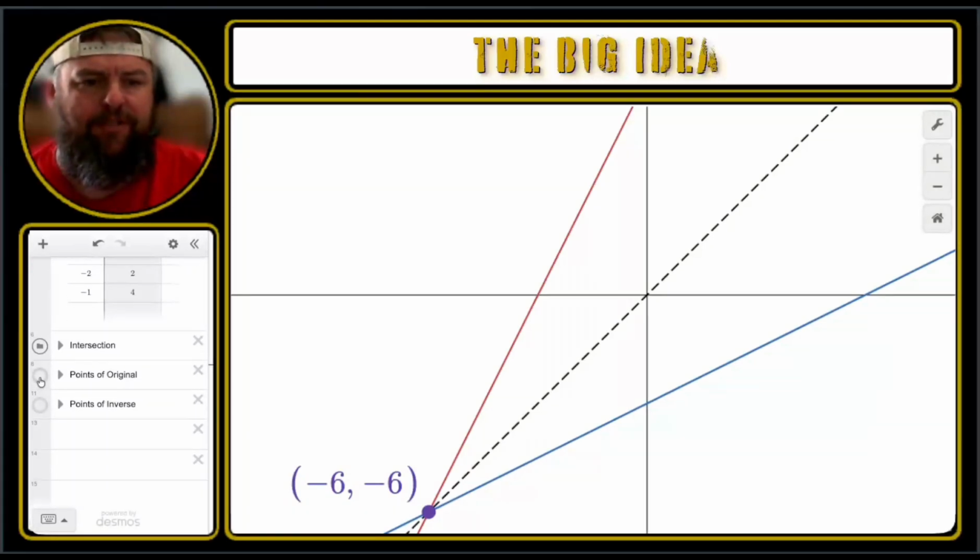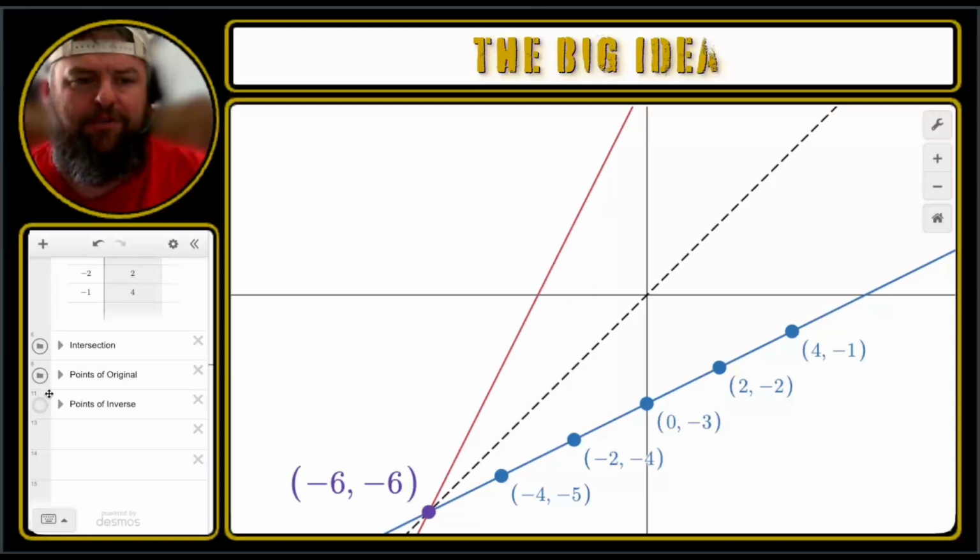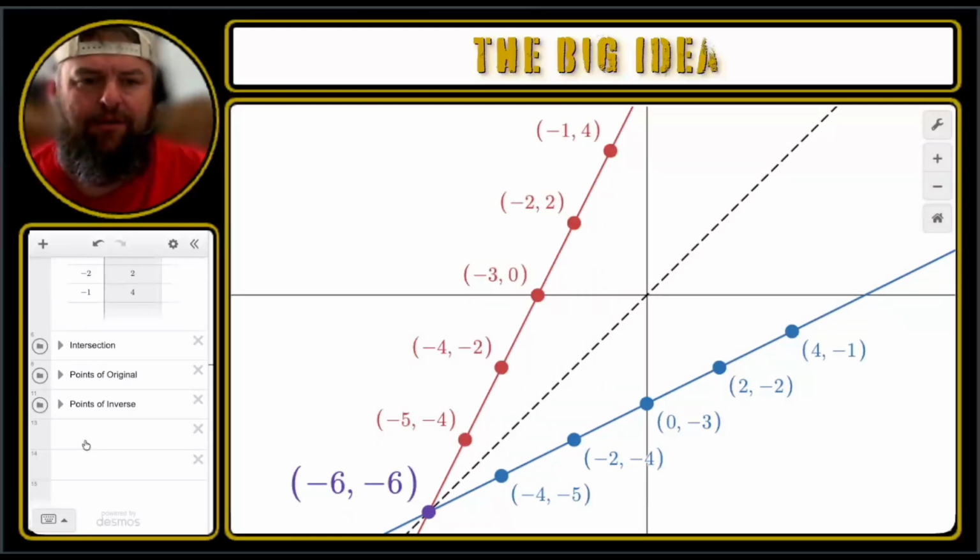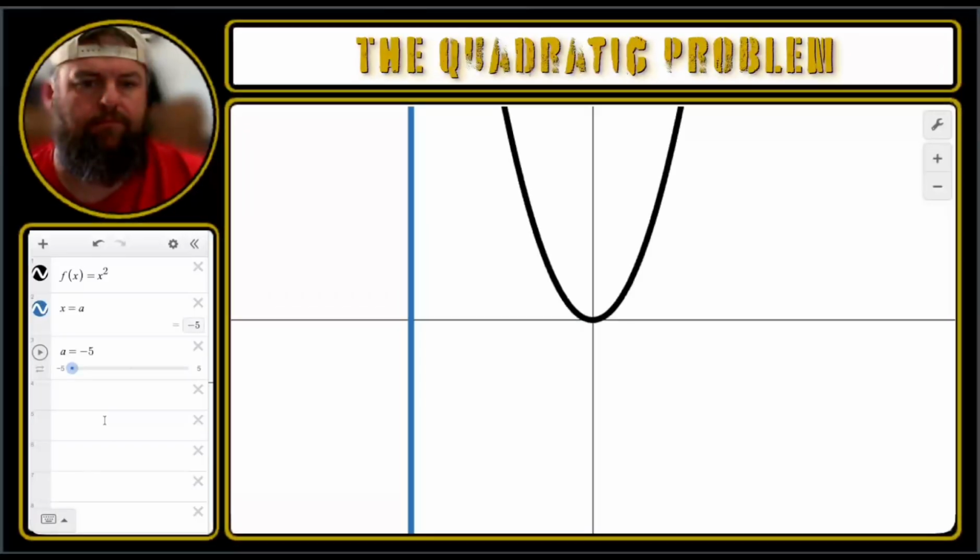Finally, by making the points visible on the graph for the original and its inverse, we can see that the coordinates are interchanged, such as (2, -2) on the original is now (-2, 2) on its inverse.